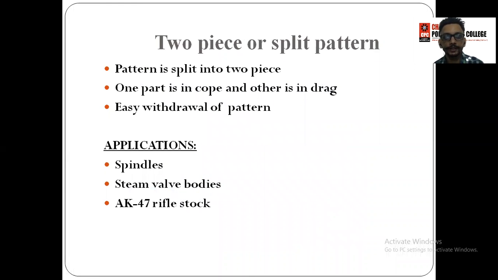Two piece or split pattern is a two piece pattern. The first is the cope and the second is the drag, two pieces of a divided pattern. The pattern is split into two pieces. One part is in the cope, which is the top part, and the other is in the drag, which is the lowest part. Easy withdrawal of pattern is the basic or main advantage of a two piece pattern, as it is easily withdrawn from one piece to the other.